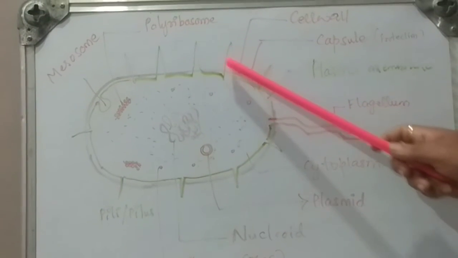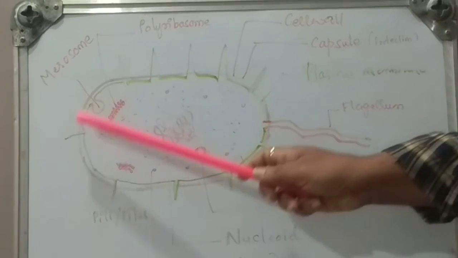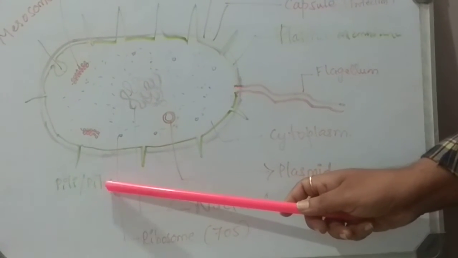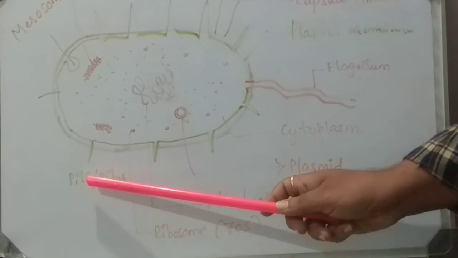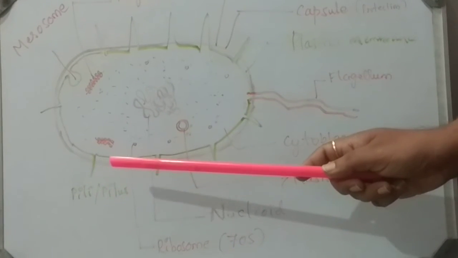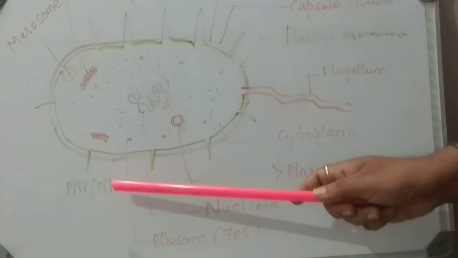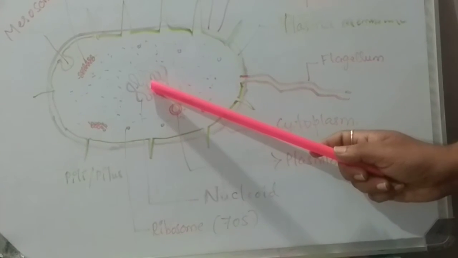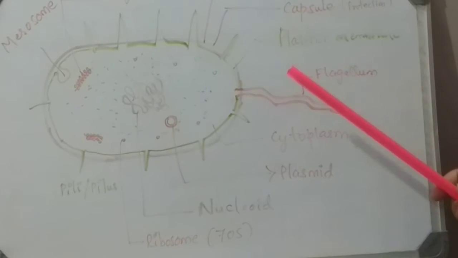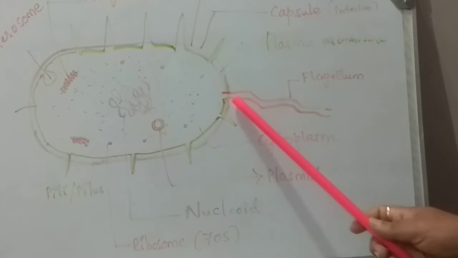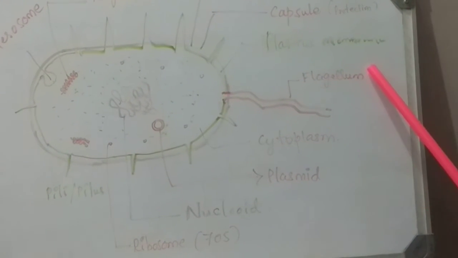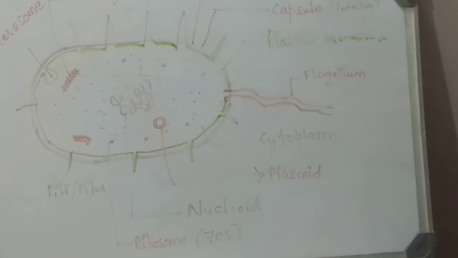And here and there you can see hair-like structures or outgrowths. They are called the pili. They are also called fimbriae. These pili are also called sex pili because they are mainly involved in the transfer of genetic material from one bacteria to another bacteria during conjugation. And here you can see the pair of flagella. These flagella are mainly meant as the locomotory organ in bacteria.